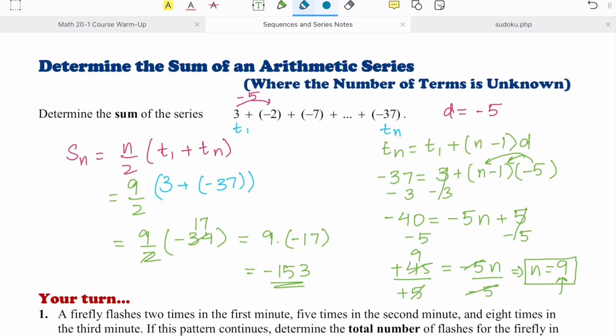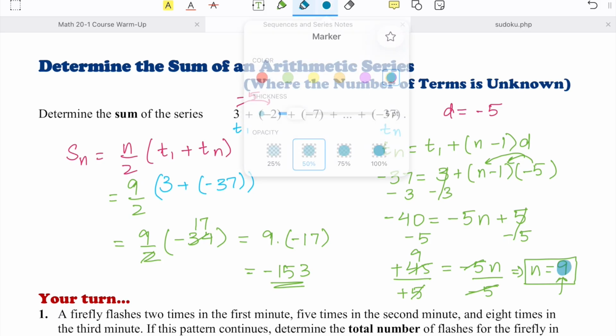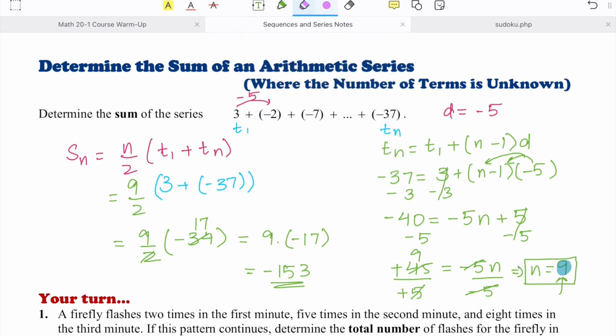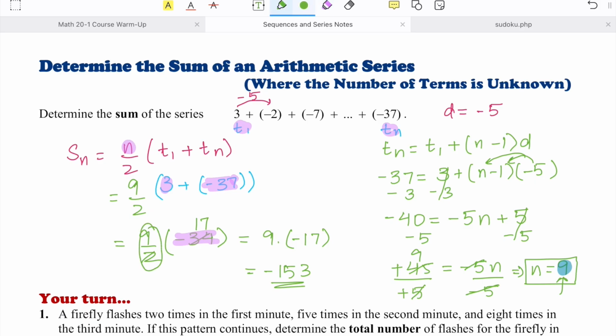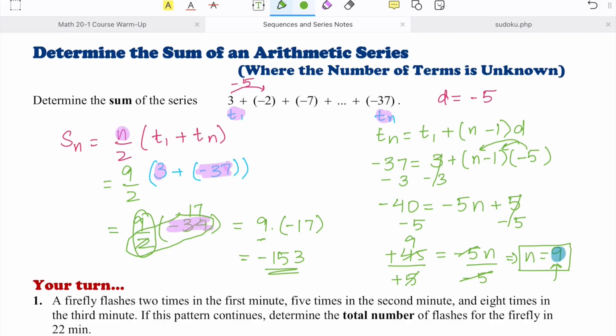Should we go over it? Okay, so since we have our n, which is 9, I'm just going to put that in the formula. So n will be replaced by 9, T1 will be replaced by 3, Tn will be replaced by negative 37. Negative 37 plus 3 is negative 34 times 9 over 2. Now, 34 divided by 2, because this will give me a decimal, so I chose to work on this. Negative 34 divided by 2 is negative 17. So 9 times negative 17 is negative 153.